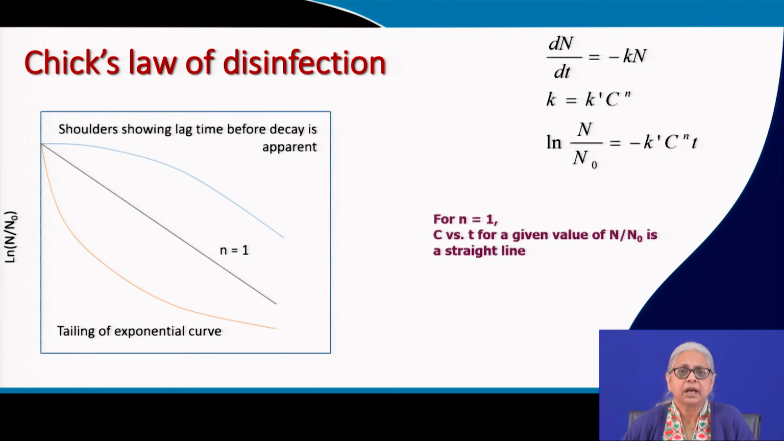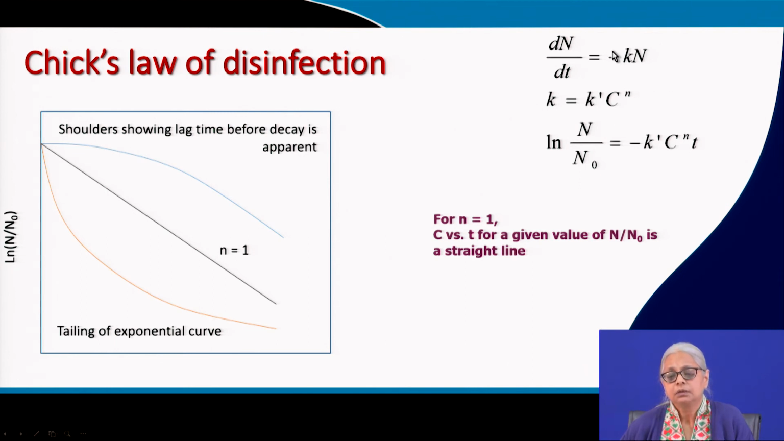Now let's take a look at how to quantify the disinfection effectiveness of any disinfectant. So this is Chick's law of disinfection. The first part is simple enough. dN by dt, where N is the number of bacterial cells. The change in the bacterial cell population, dN by dt, is equal to minus K times N, and K is your proportionality constant, N remains the number of bacterial cells.